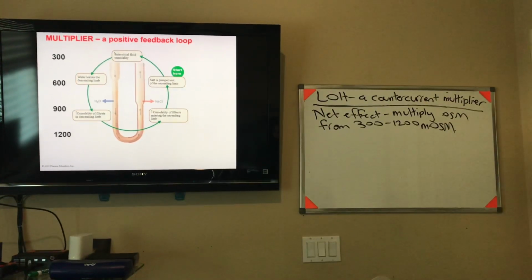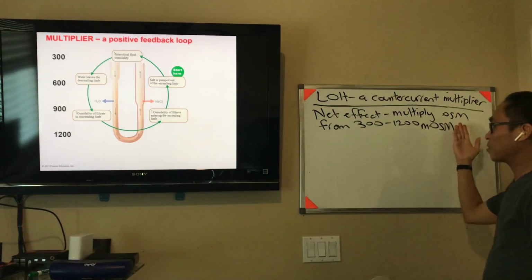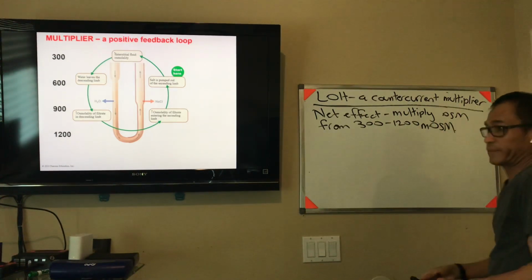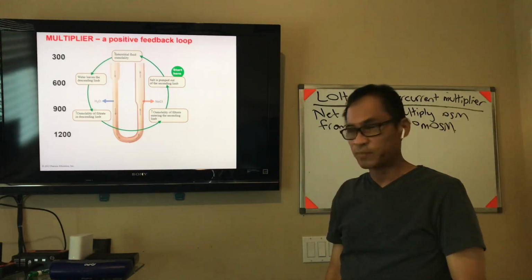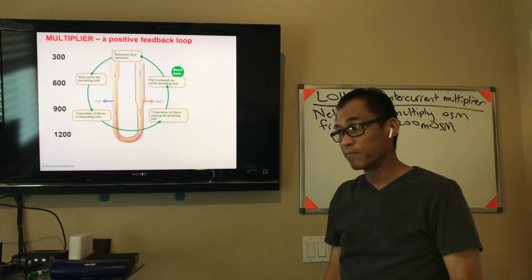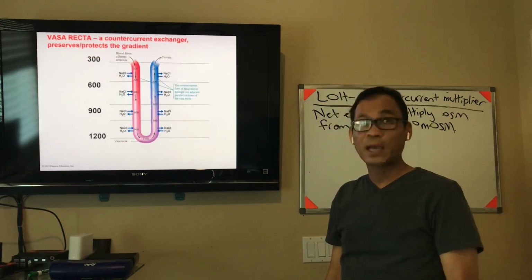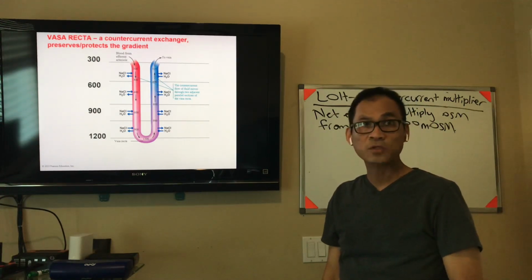So the net effect of this positive feedback loop is, well, you just multiply the saltiness from 300 to 1200. That's it. And we've already said that, and that's all you got to understand. This positive feedback loop creates this gradient. Okay. So how does the vasa recta supply blood and protect the gradient? Just leave it alone. Don't wash away the salt.